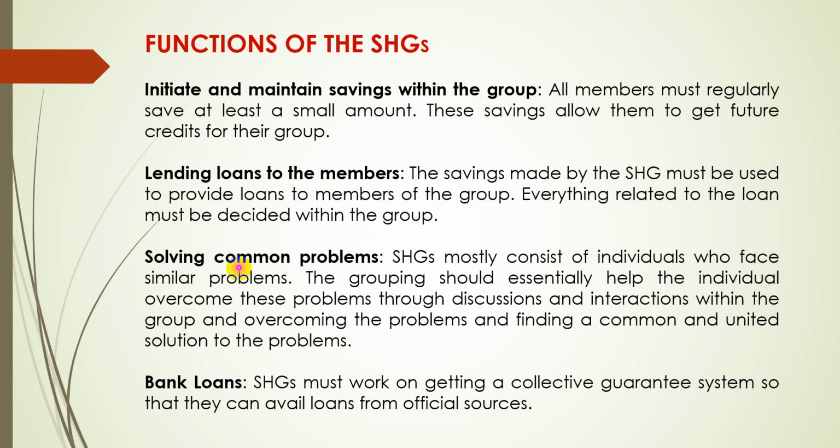Next, to solve common problems. Self-help groups mostly consist of individuals who face similar problems. The grouping should essentially help the individual to overcome these problems through discussions and interactions within the group, and finding a common and united solution to the problems. Finally, bank loans. Self-help groups must work on getting a collective guarantee system so that they can avail loans from institutional sources. Self-help group gets loan from banks.